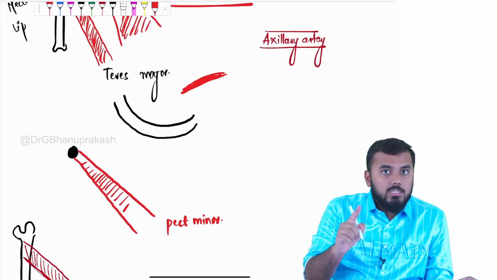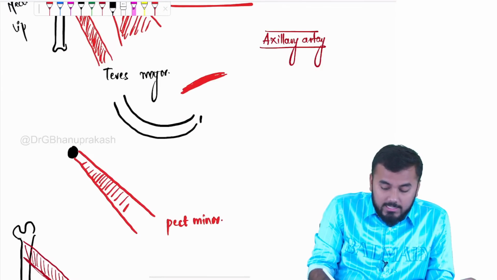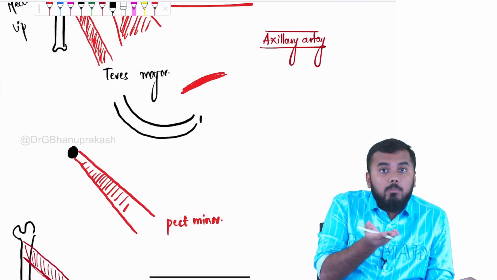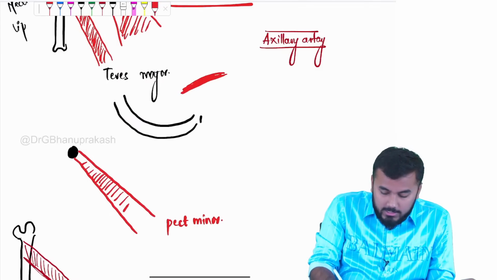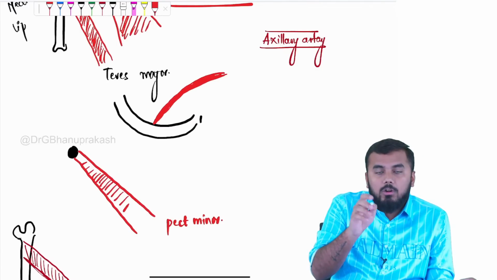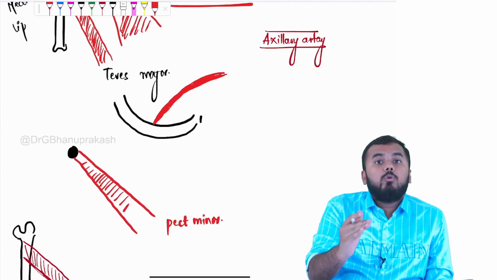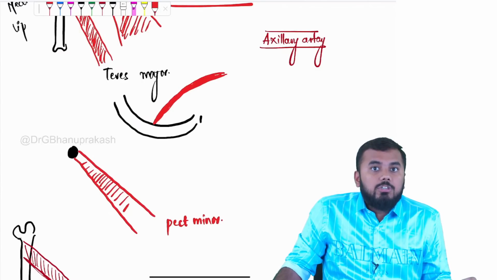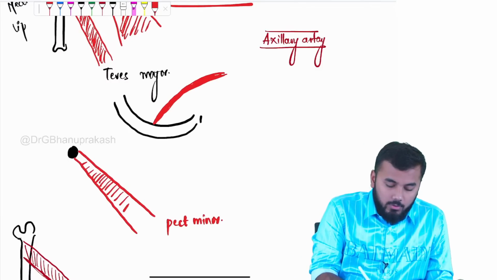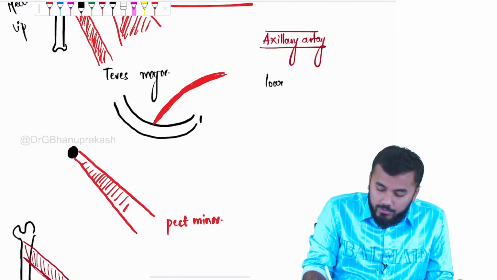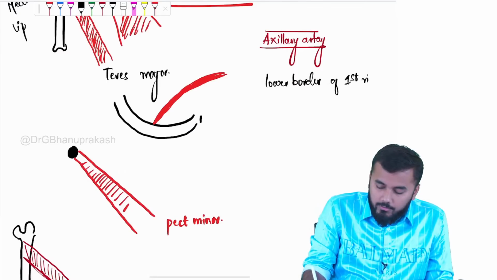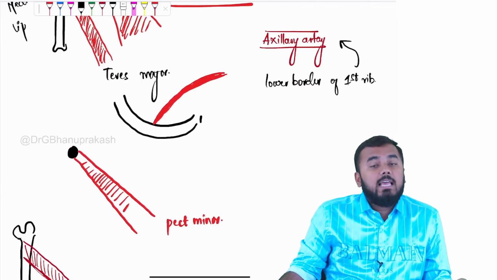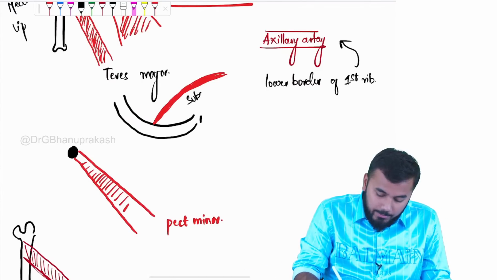artery. Subclavian artery is coming all the way till the lower border of the first rib. So look here, it is coming like this all the way, till the lower border of the first rib. From the lower border of first rib, it is not called subclavian artery. From the lower border of first rib, you call it axillary artery. So till here it is subclavian artery.